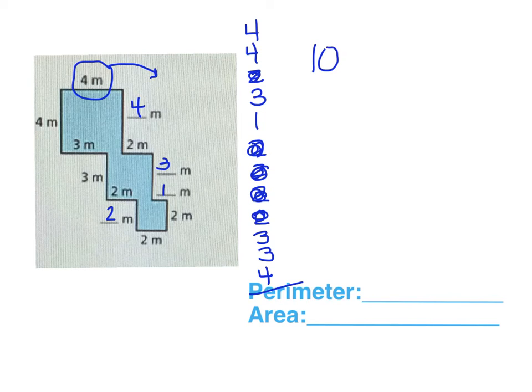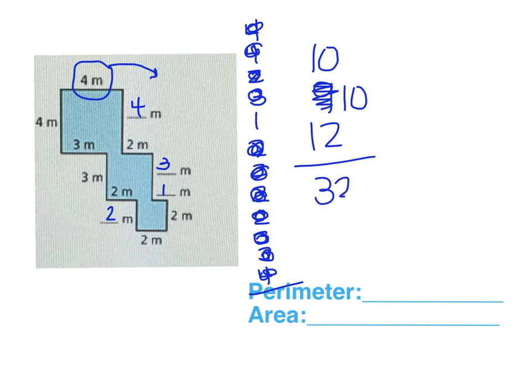Now I'm going to move on to my 3s. 3, 6, 9. And my 4s. 4, 8, 12. Plus one more. I'm going to add that onto my 9 to make it an even 10. 10 plus 10 plus 12 is 32. The perimeter of this complex figure is 32 meters.